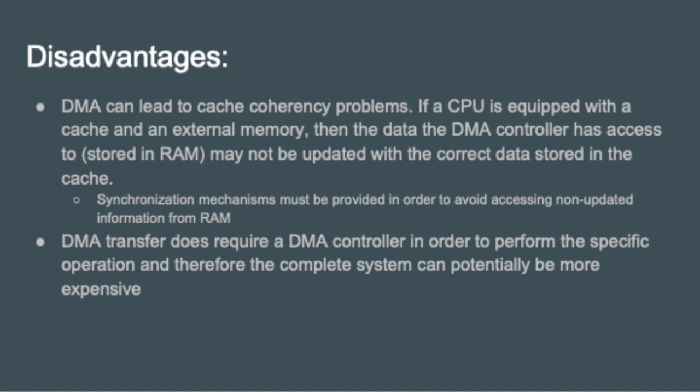DMA does have a few disadvantages. It can lead to cache coherency problems. If a CPU is equipped with a cache and an external memory, then the data the DMA controller has access to, stored in RAM, may not be updated with the correct data stored in the cache. Synchronization mechanisms must be provided in order to avoid accessing non-updated information from RAM.